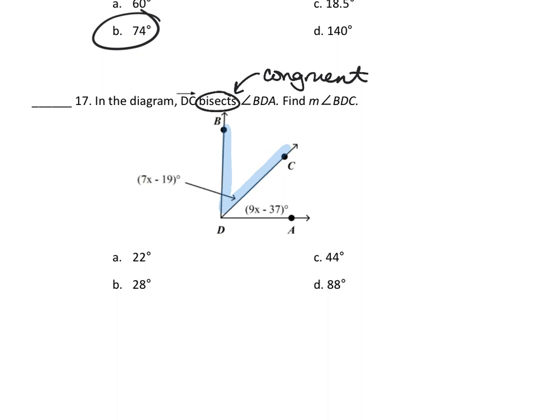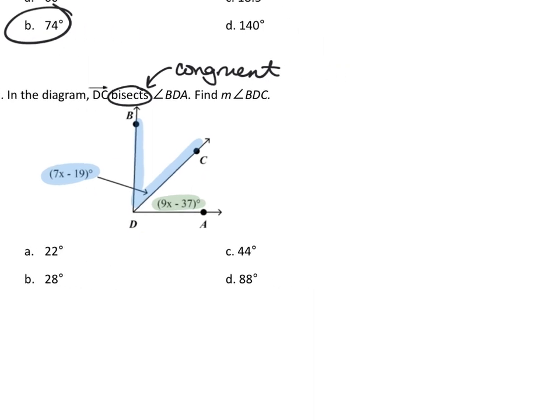For this problem, what should I do with 7x minus 19 and 9x minus 37? Should I add them? Should I make them equal to each other? Equal to each other because of the word bisects. Very good. So we're going to do the following. We're going to say, and I'm going to put more geometry on it because I can't help myself, angle BDC is congruent or equal to the measure of CDA. But we know both of those things.